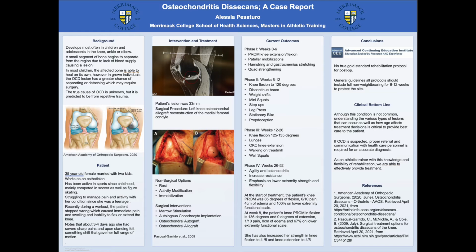For autologous chondrocyte implantation, that is recommended for lesions 2 to 10 centimeters, and they take healthy chondrocytes from a non-weight-bearing region, debride the calcified cartilage, and create walls of healthy tissue with the new chondrocytes. In an osteochondral allograft, what the patient received, it is recommended for lesions larger than 2 centimeters, which she had.